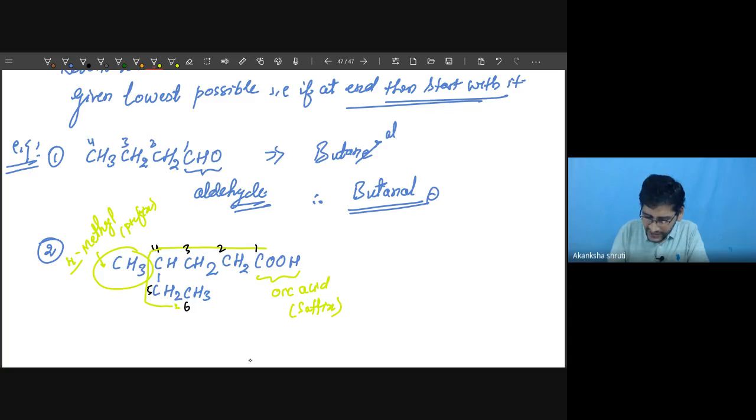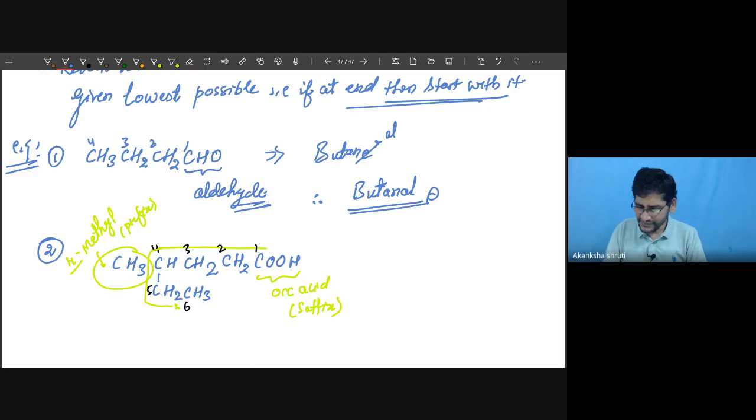You shall not start writing like this: 1, then 2, then this has 3, and 3-methyl. No, that will give you the wrong result, because the suffix or functional group is always given the preference. So many a time this is asked directly in your examination. So write the answer. Now it's very easy.